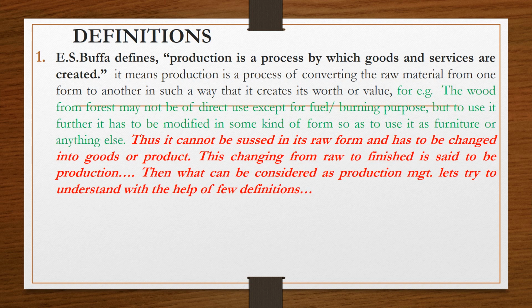It's very simple. Production is a process, through which we create goods and services. It means production is a process of converting raw materials from one form to another form in such a way that it creates its worth or value.